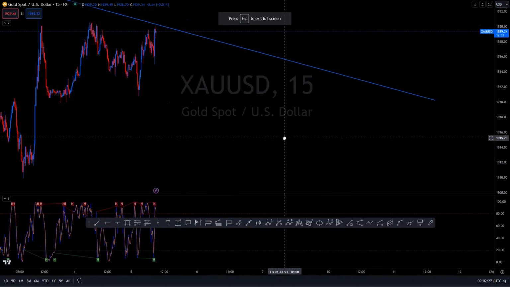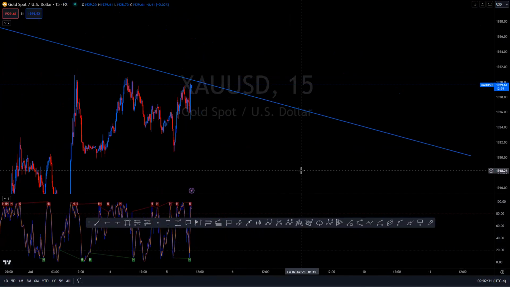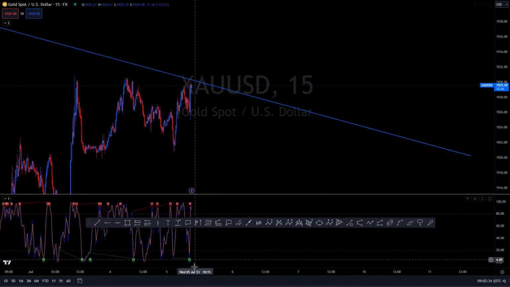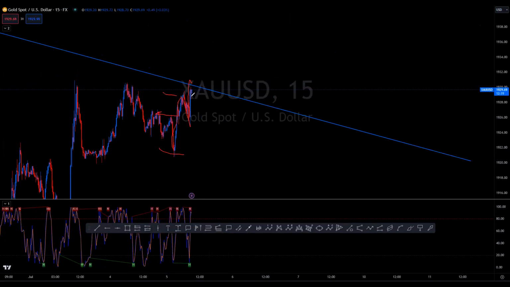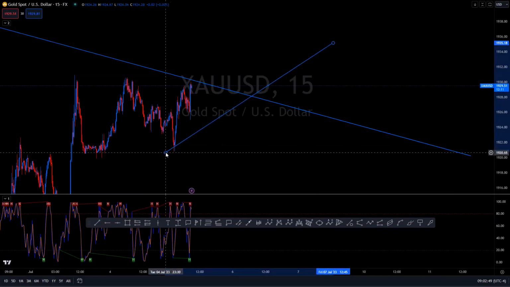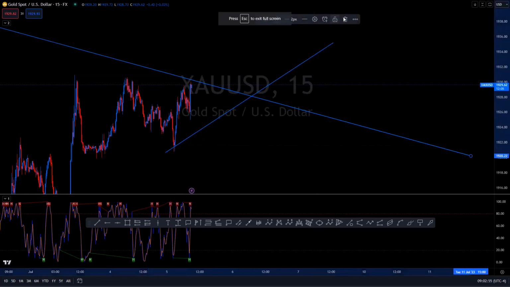And now what we're going to look at is the current market. When we look at the current market, we can see all the way from this swing low, price has been trending upward. Multiple highs have been broken. So we're going to draw a trend line here. All we're focused on is just the current market.